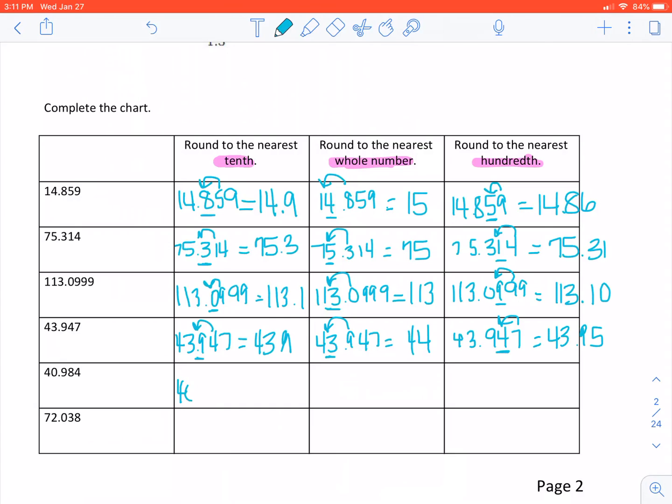All right, next set. We have 40.984, so the nearest tenth. So 9 is in the tenths place value. 8 tells it to go up, but 9 can't go anywhere, so we actually go to the 0 and make it 41.0. Don't forget the 0.